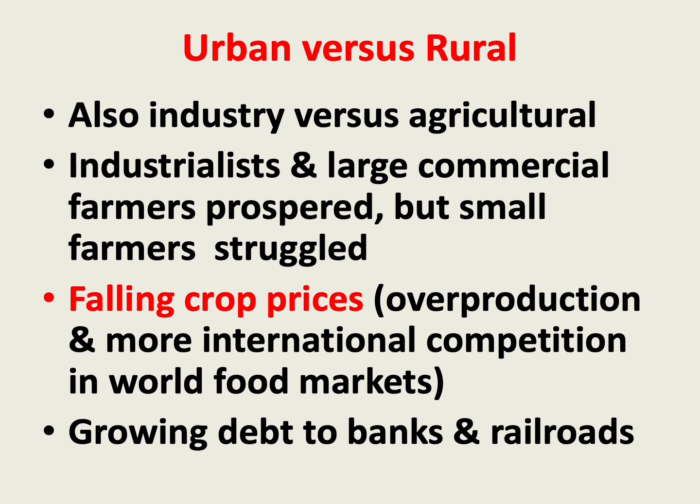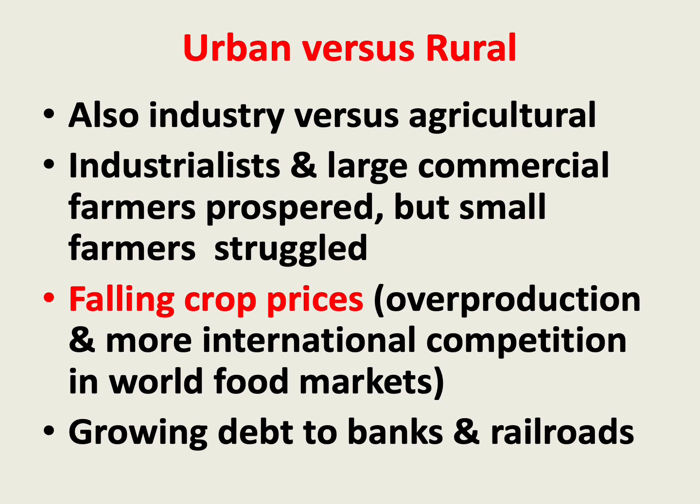Nationally, you had a divide that started during this period of time, urban versus rural. And it's also a divide between industry and agricultural interests. In general, the industrialists and the large commercial farmers were doing well in the country as a whole, but the small farmers were struggling. And this was due largely, as we talked about already, to falling crop prices. There was overproduction, and there was now more competition from other countries in world markets. And this particularly became true of cotton. Britain was now importing much of its cotton from its own colonies and was buying relatively little cotton from the United States. So this applies not just to Texas, but the entire cotton-producing area of the United States.